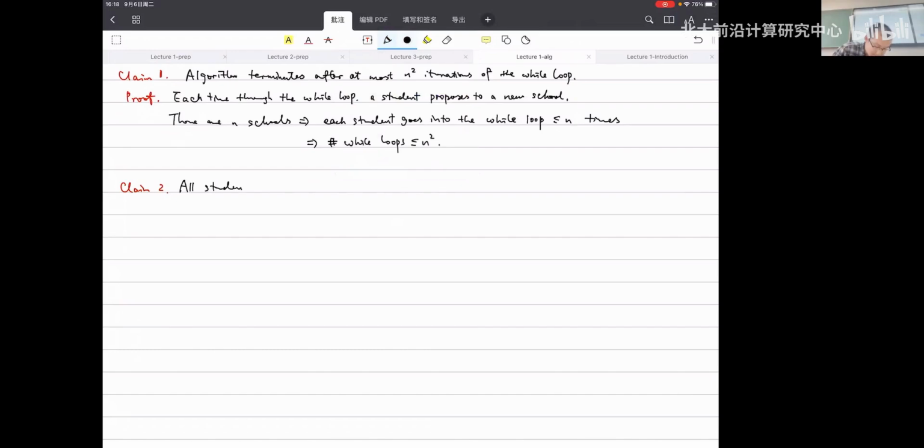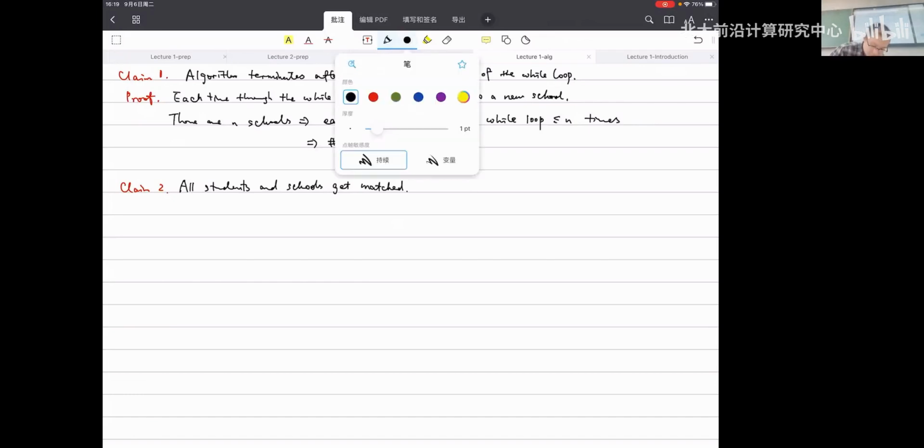All students and schools get matched. This is very important because after all, we are talking about stable matching. The first step of being a stable matching is that it should be a matching. We don't want the case where a student or a school is left over. This is not what we want, but we want to prove that the Gale-Shapley algorithm can satisfy the promise that all students and schools get matched. So let's prove this.